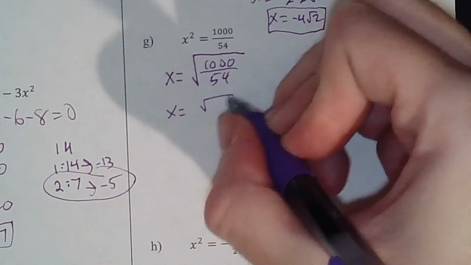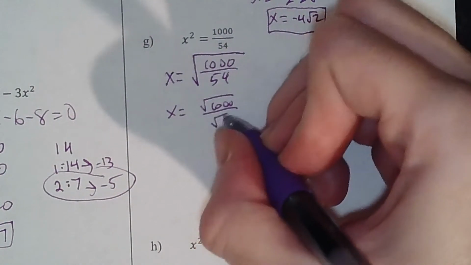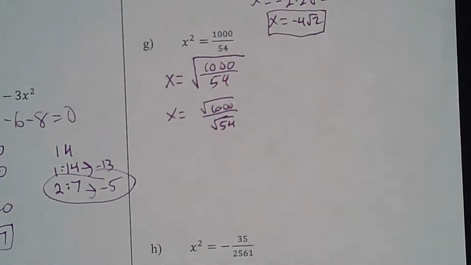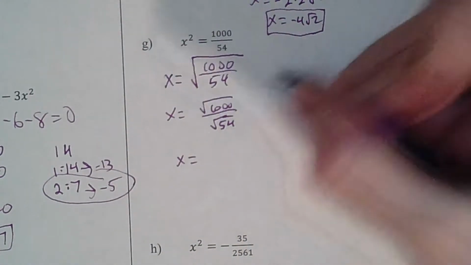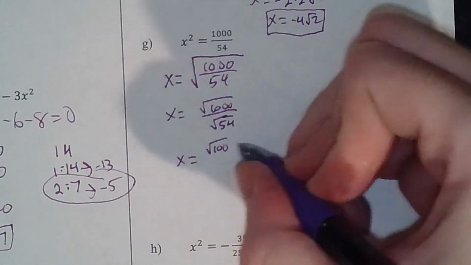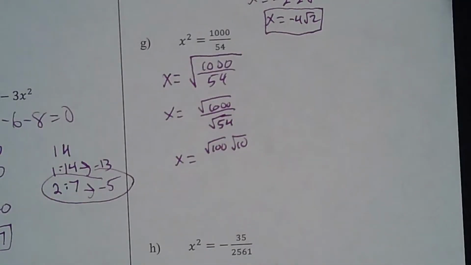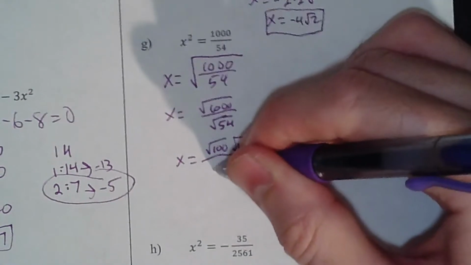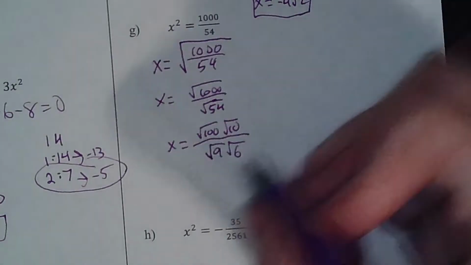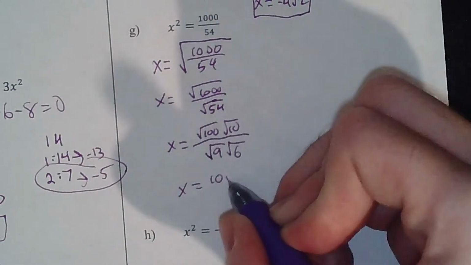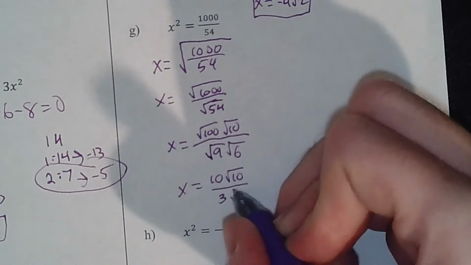We got the square root of 1,000 on the top, 2 separate fractions. And we're going through and figuring out what we're able to divide by for every single one of these. Whenever you're able to divide by 2 zeros, almost every single time, you can divide by 100. So square root of 100, square root of 10 in this case. 100 times 10. Feel free to use that calculator. And on the bottom, it turns out it's going to be square root of 9 and square root of 6. So that means that x is 10 square root of 10 over 3 square root of 6.